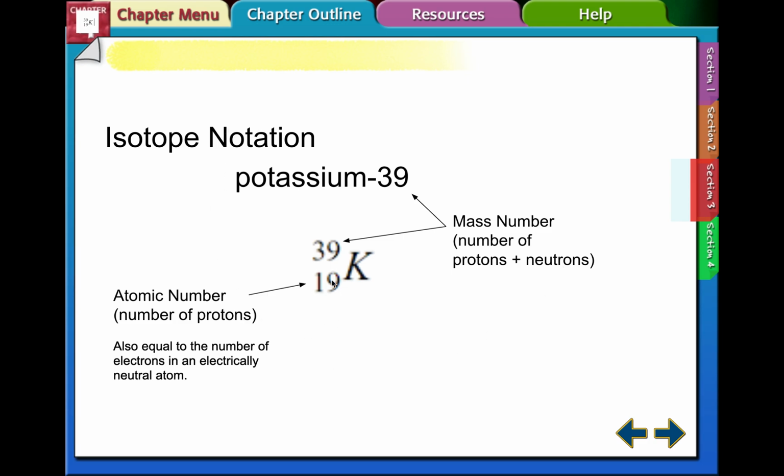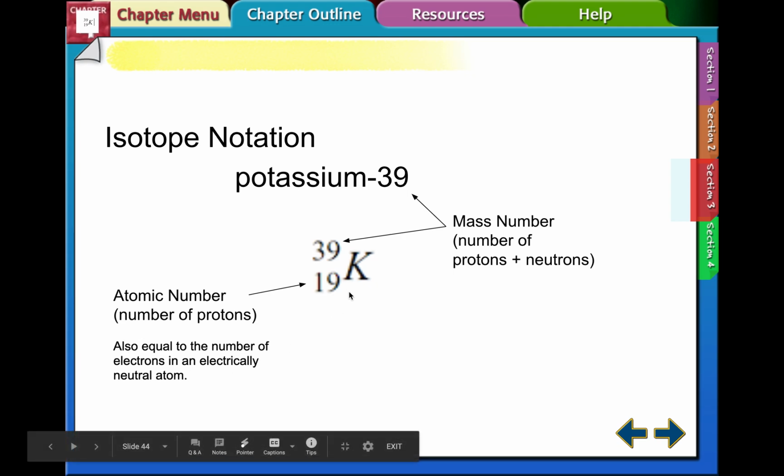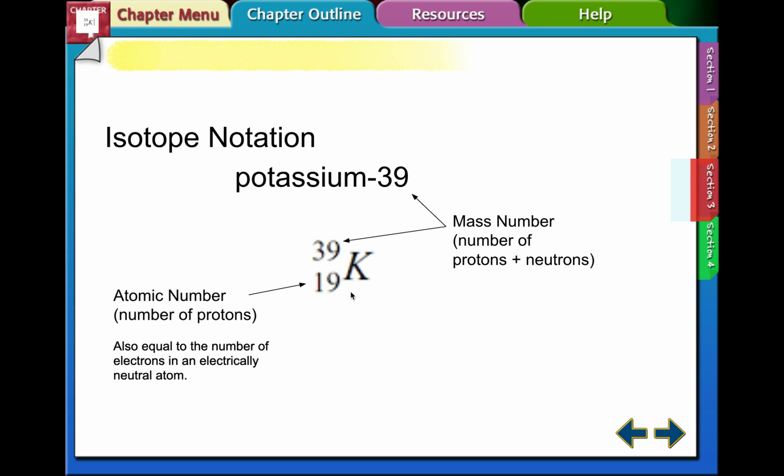Another way we can describe that is with this notation here. And so again, if I gave you potassium-39 and told you to write an isotope notation, you would use the chemical symbol here, and the top number is always to the left of the element symbol. The top number is going to be the mass number, which is number of protons plus number of neutrons. And then the bottom number here is going to be the atomic number, which is equal to the number of protons. And this is just a reminder that that atomic number is also equal to the number of electrons if it is an electrically neutral atom.